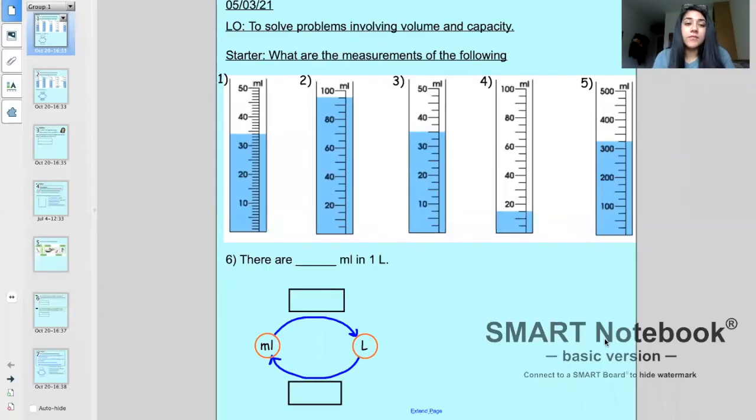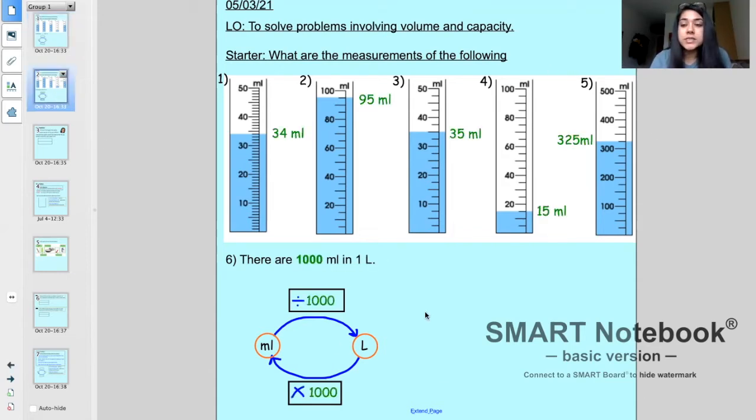So today is the 5th of March 2021, and today we are learning to solve problems involving volume and capacity. Yesterday we looked at increments and how to read scales. Today, I will be testing your knowledge on how you can apply that to this starter, focusing on volume and capacity. Answer these 5 questions here, and then figure out what goes in all of these blank spaces. So pause the screen and have a go, and then we'll go through the answers together.